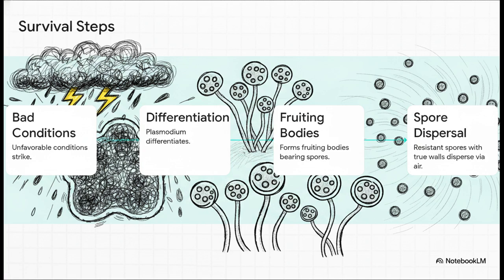Now here is the massive exam trick you absolutely must remember. While the main body of the slime mold lacks a cell wall entirely, their spores actually possess true walls. These true walls make the spores extremely resistant. We're talking survival for many, many years, even under severely adverse conditions, until they are finally dispersed by air currents to start the cycle all over again.